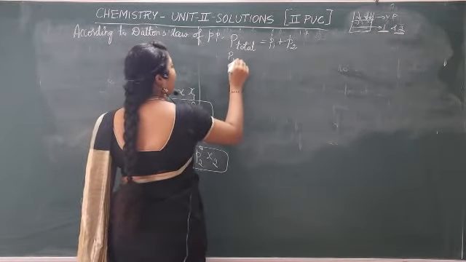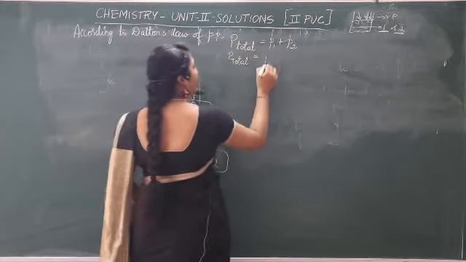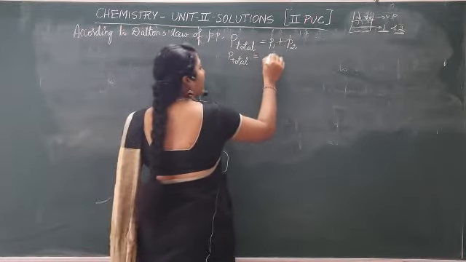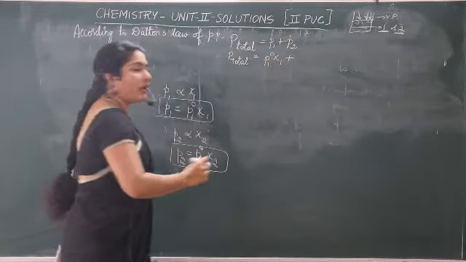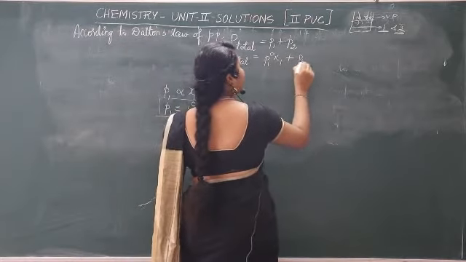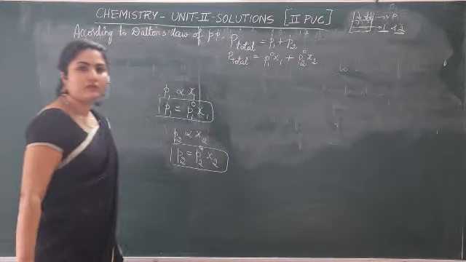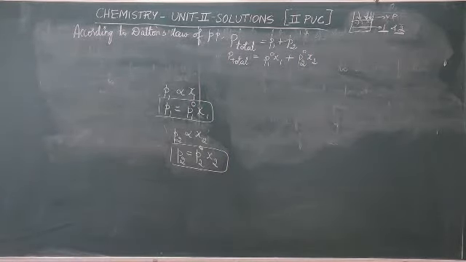Therefore, P total, that is the total pressure, is equal to, in the place of P1, I am going to write P1 naught X1, plus, in the place of P2, P2 naught X2. Right? Now what can I write it as?